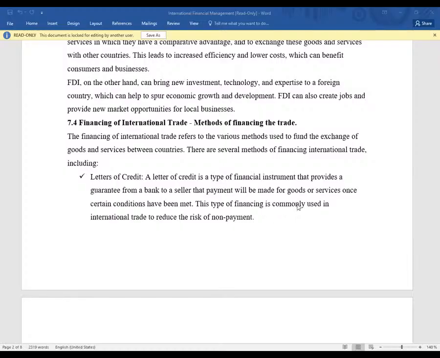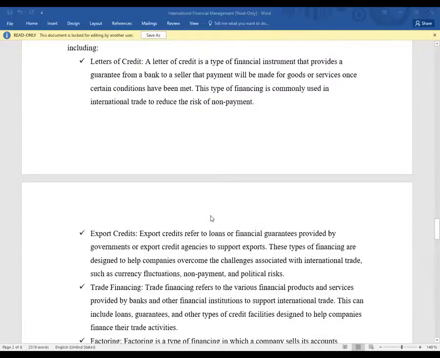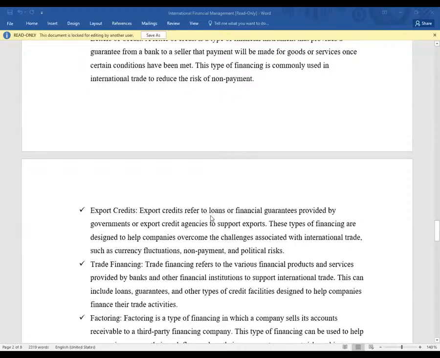This type of financing is commonly used in international trade to reduce the risk of non-payment. You know, the bank cannot disown the guarantee once they have made it. Then we have export credit, like the Exim Bank. Export credit refers to loans or financial guarantees provided by government or export credit agencies to support exports. These types of financing are designed to help companies overcome the challenges of international trade.